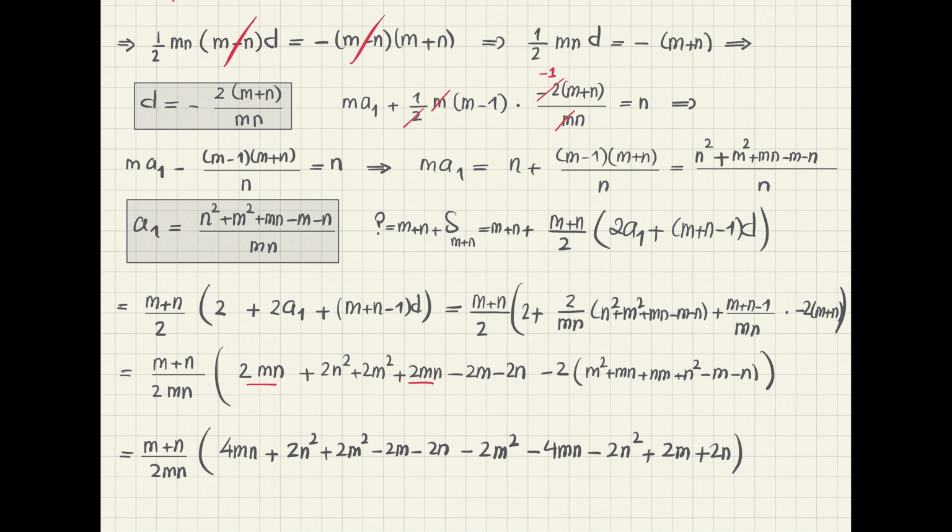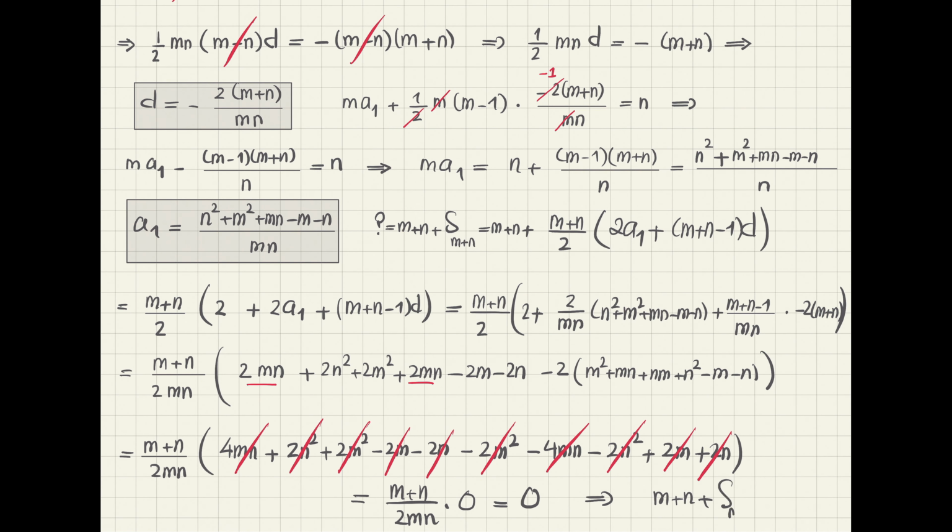And now let us see how it goes. Minus 4mn, this one cancelled. Minus 2n squared, 2n squared. Minus 2m squared, 2m squared. Positive 2m minus 2m. Positive 2n minus 2n. So everything is gone. So what you get is m plus n over 2mn times 0. And that is exactly 0. So this means that my question mark, m plus n plus s sub m plus n, is equal to 0.